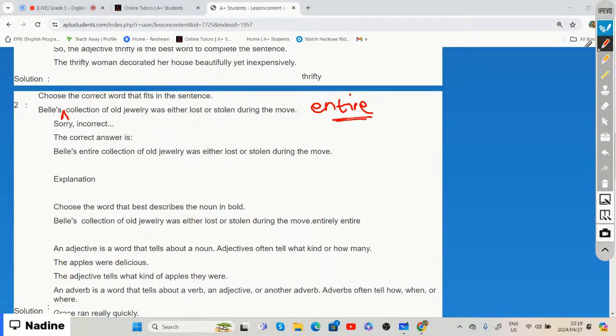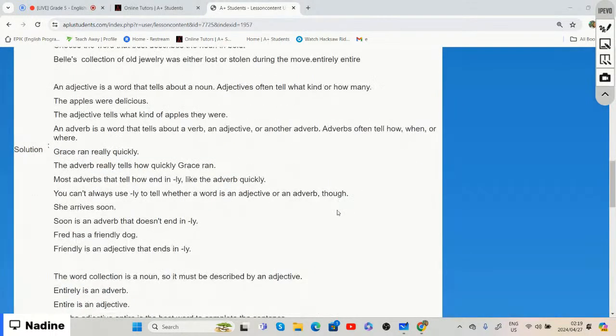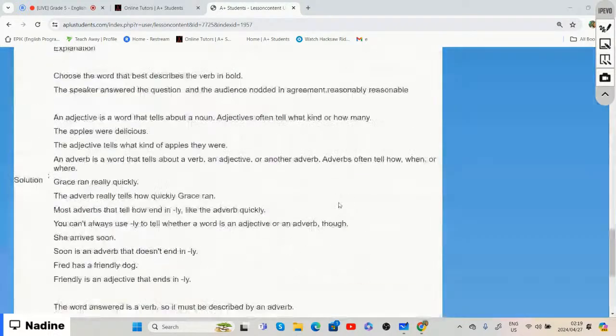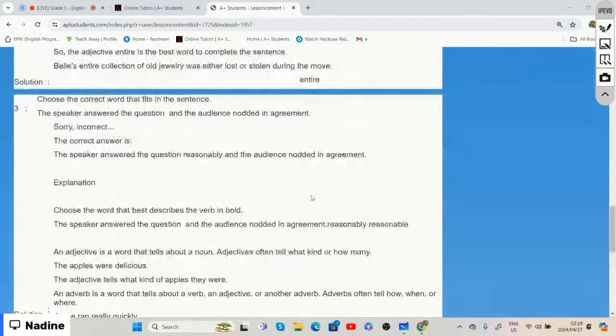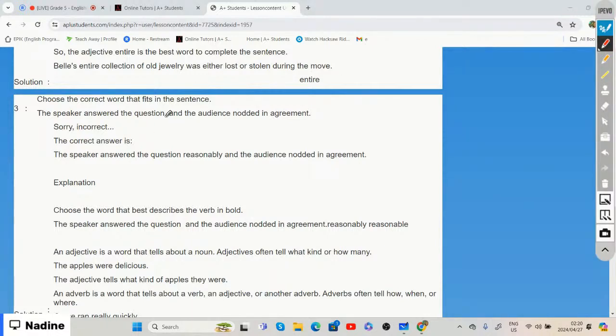All right. Okay, we're going to the next one. It says the speaker answered the questions. Do we say reasonable or reasonably? And the audience nodded in agreement. So we need to say if the speaker answered it reasonable or reasonably. So we can then say the speaker answered questions reasonably.